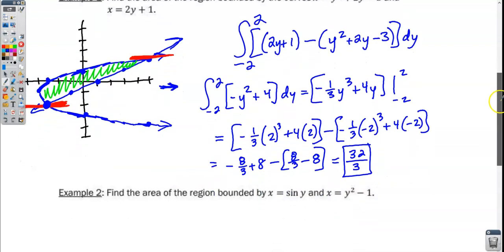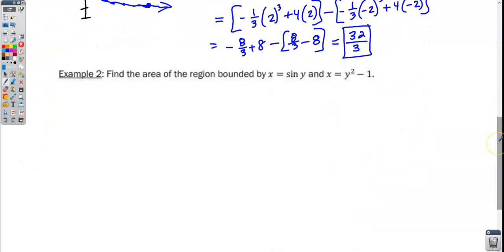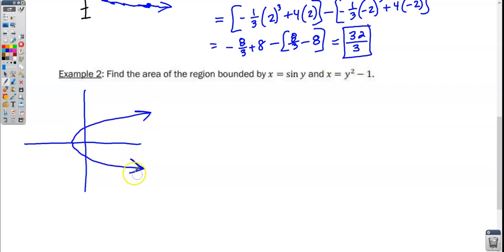Example 2. Find the area of the region bounded by x equals sine of y and x equals y squared minus 1. Now this one's going to be a little bit tougher for me. I know that this is a parabola, x equals y squared minus 1. I'm pretty good with what that looks like. x equals y squared minus 1 is going to look like this. And then I've got x equals sine of y, which is going to be a sine curve going through here.